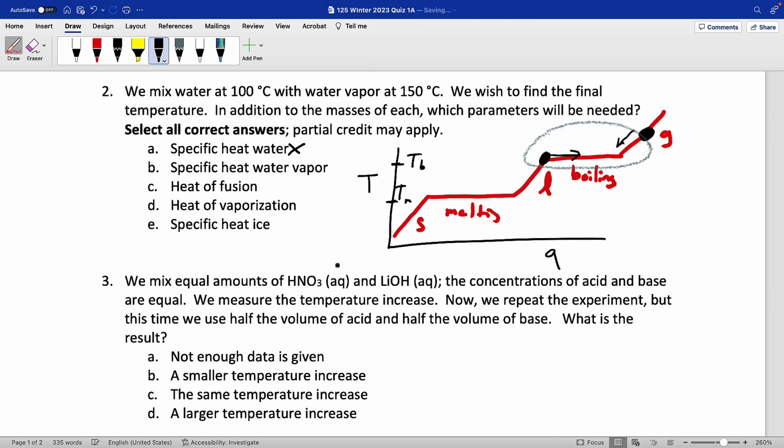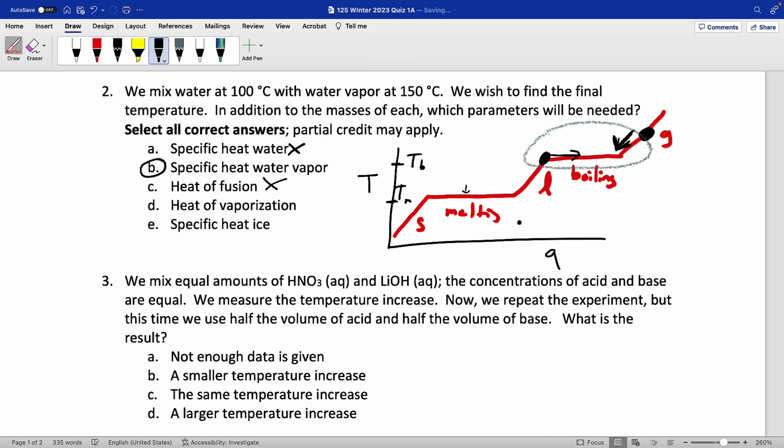What about the water vapor? Yes, because look what we're doing. We're taking the water vapor that's at 150, and once we put it in contact with that water that's only at 100, that's colder than 150, so it's going to lose some heat. So we definitely need the specific heat of water vapor. What about the heat of fusion? Well, that's way down here, and that's not part of our analysis, right? There's no way we're going to freeze any water, so we don't need that.